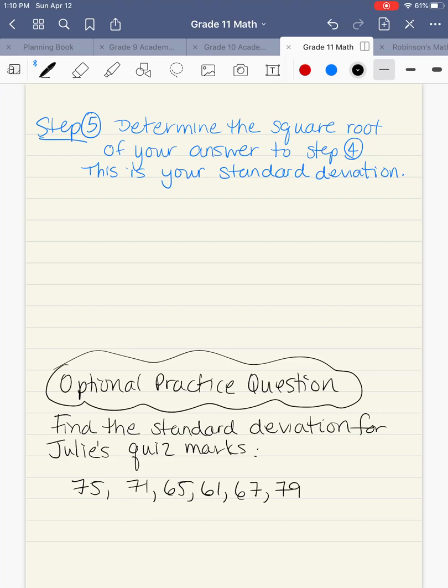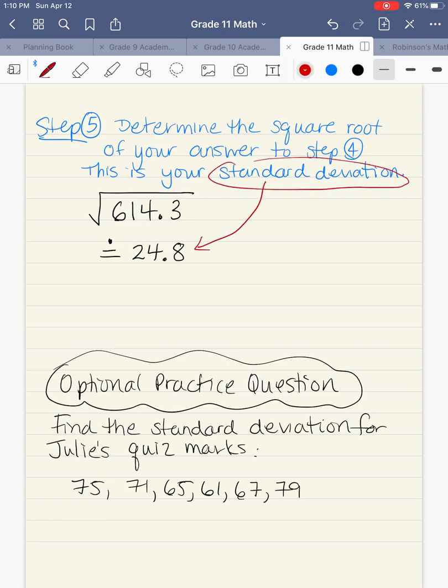Our answer to step 4 was 614.3, and we are going to take the square root of that. And we are going to get approximately 24.8. So we're going to round to 1 decimal place. Okay, so this right here is our final answer. This is our standard deviation for Bob's quiz marks.